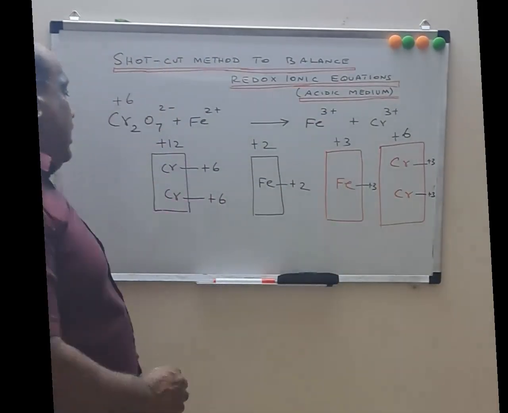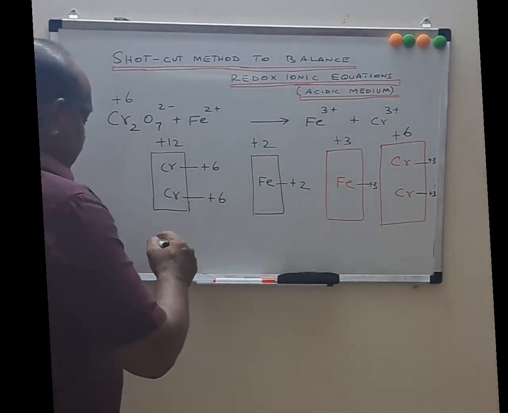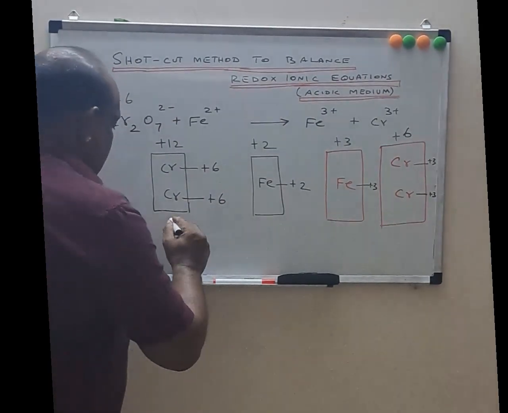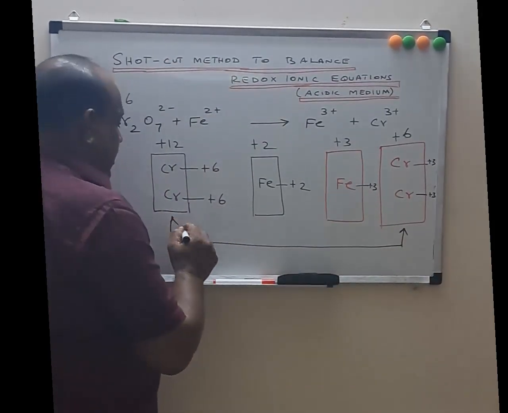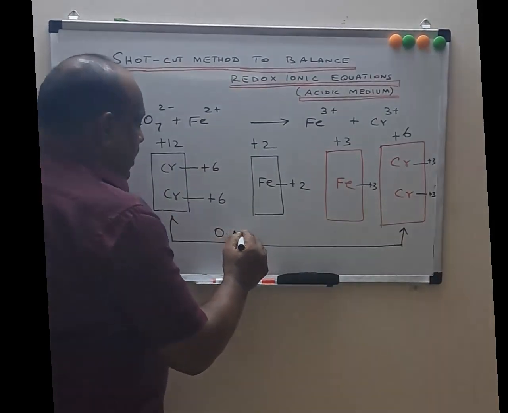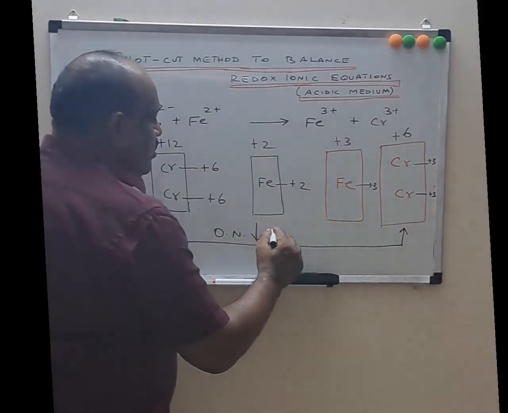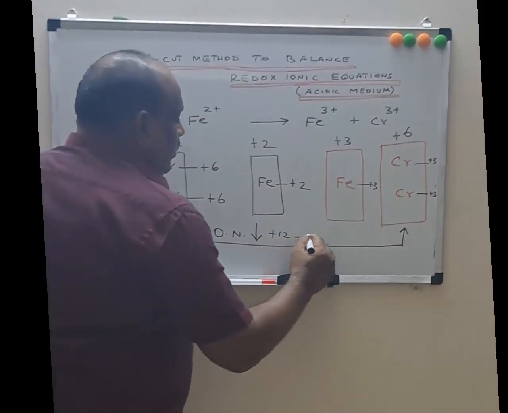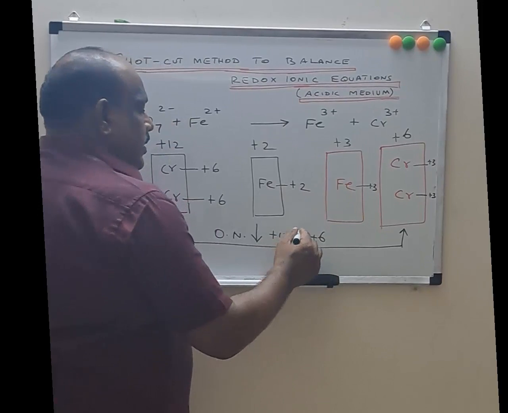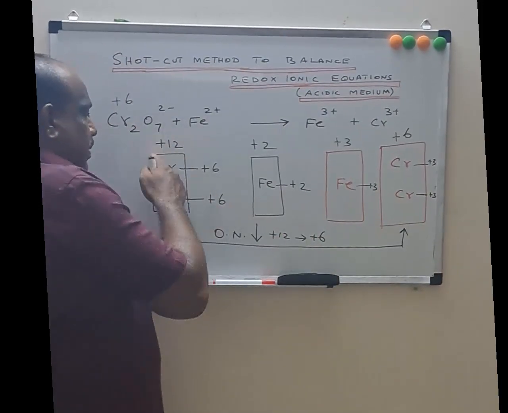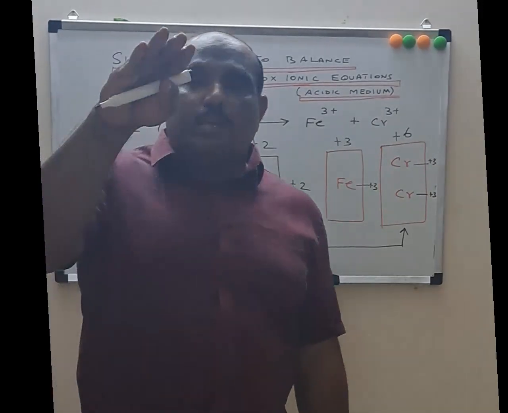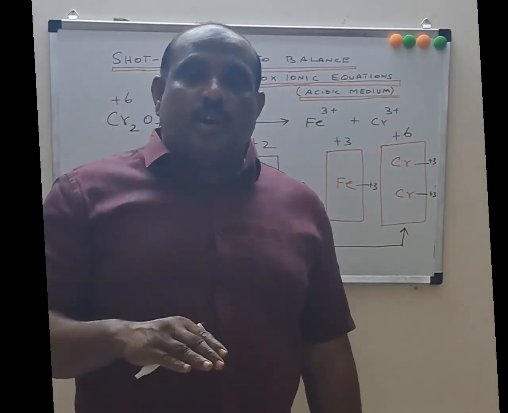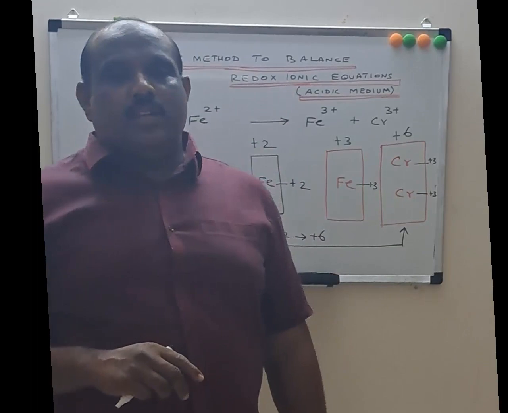Now we can see that the chromium has undergone reduction. How am I telling reduction? Because the oxidation number decreases. It decreases from what? Plus 12 to plus 6. Okay, so you can see from plus 12, it has reduced to plus 6. So the oxidation number decreases. So the reaction is called as what? Reduction.